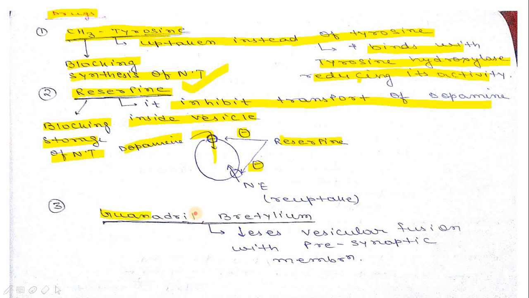Now the next drugs are guanethidine and bretylium. So they decrease vesicular fusion with the presynaptic membrane. Okay, so it will not allow release of the neurotransmitter into the synapse. Guanethidine and bretylium. So three drugs. First one is methyl tyrosine, then reserpine, then guanethidine and bretylium.